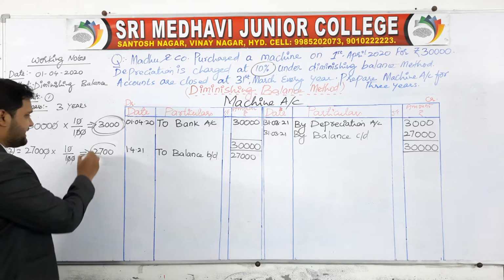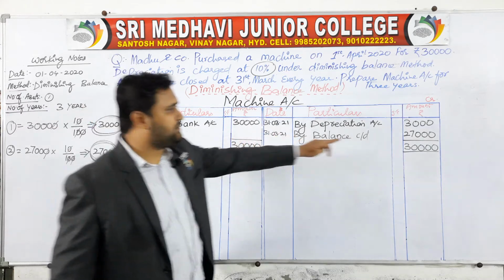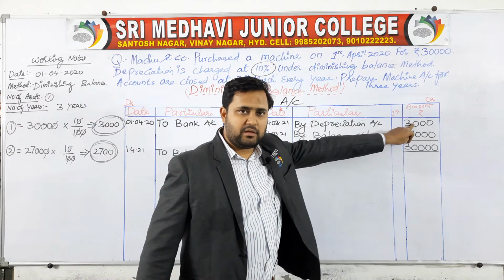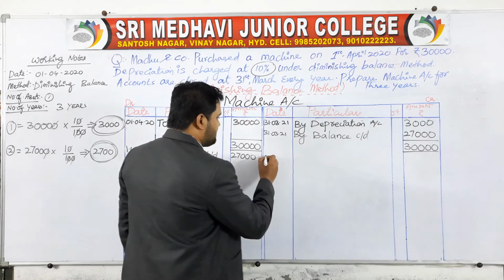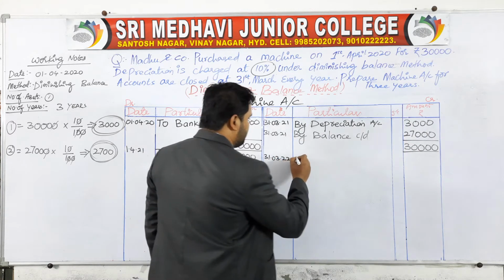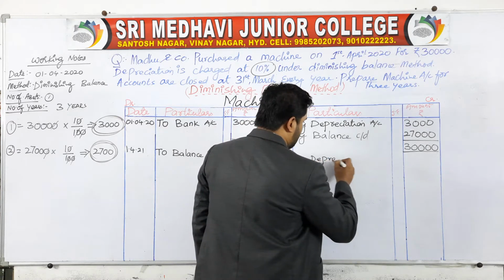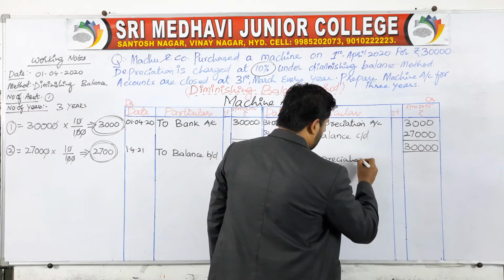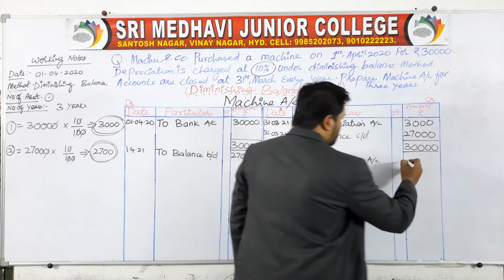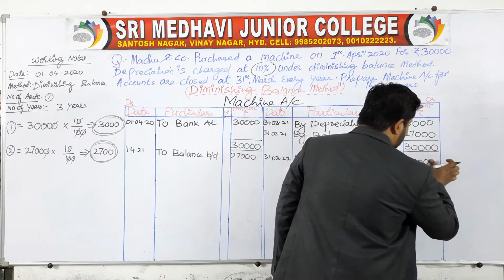2,700 is the second year depreciation. In the first year, 30,000 at 10% is 3,000. Next year, depreciation on 31st March 2022, by depreciation account, 2,700.